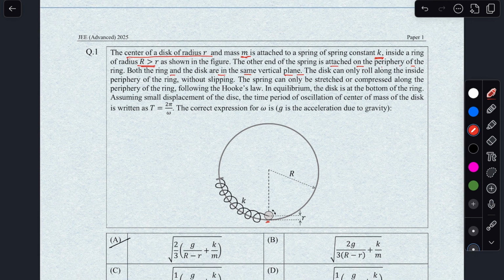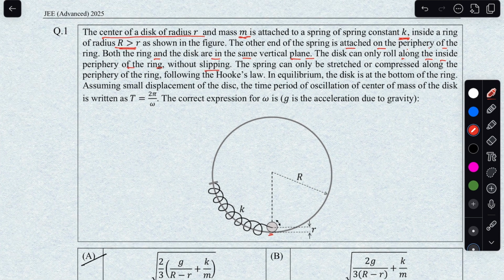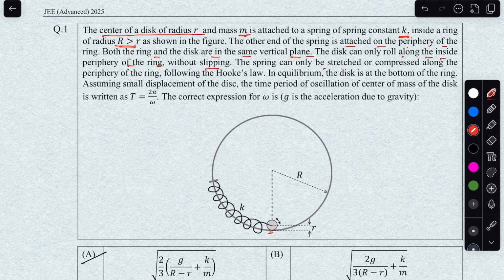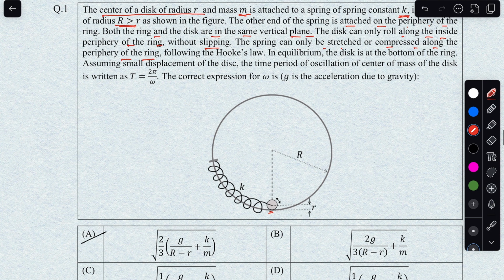The disc can only roll along the inside periphery of the ring without slipping, so it is a pure rolling condition. And the spring can only be stretched and compressed along the periphery of the ring. So if it performs the motion, the spring is going to stretch like this, along the periphery. It is not going to stretch in a straight line.